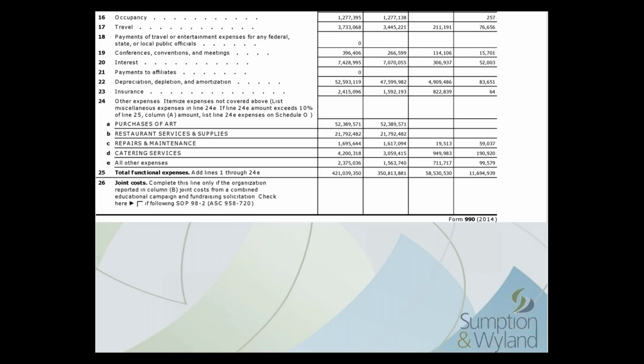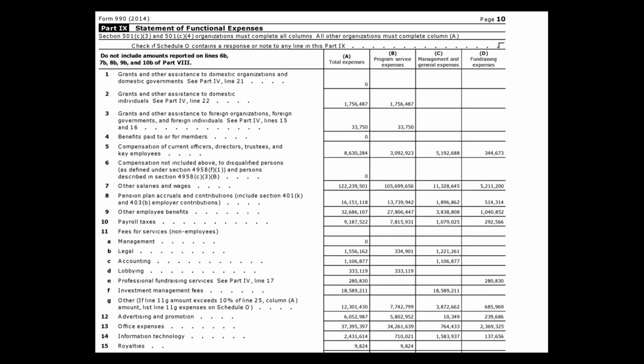But then we have toward the bottom purchases of art, restaurant services and supplies, and other things that come down to that total functional expenses of $421 million. And as I said, let's go to the previous slide for just a second. I know I'm throwing a curveball here. Let's go to the previous slide.